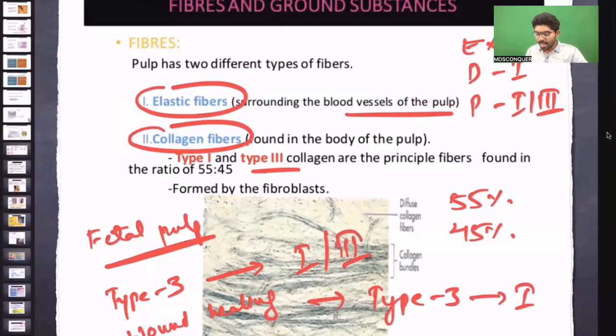Right. So where do you see type 3 collagen? Normal, I'm asking. Where do you see type 3 collagen? Yes, one very good answer. Shravani. Mantle dentin, Korff's fibers, reticular fibers, very good. In reticular connective tissue, you have type 3 collagen.